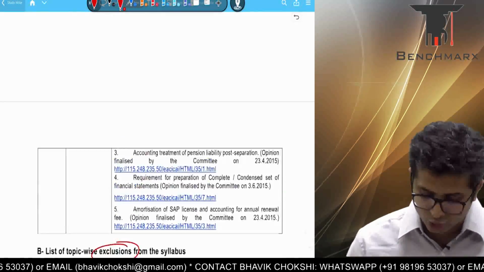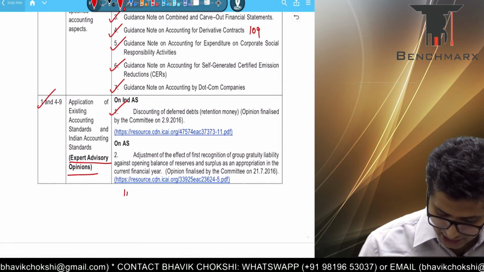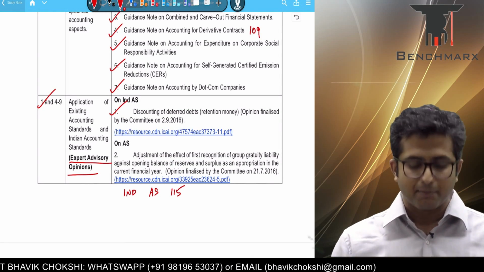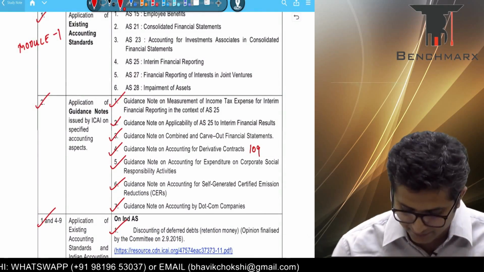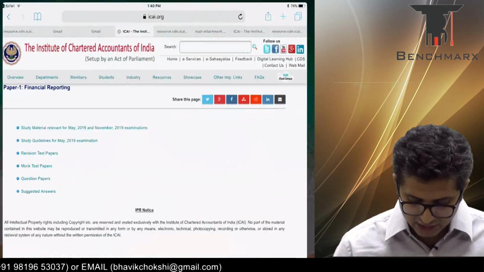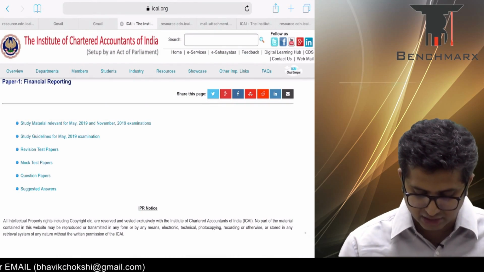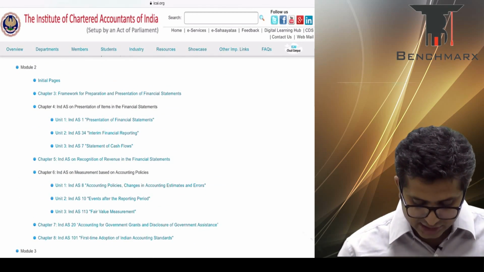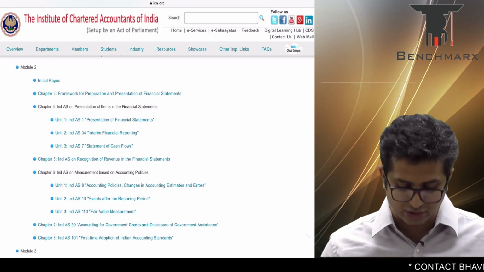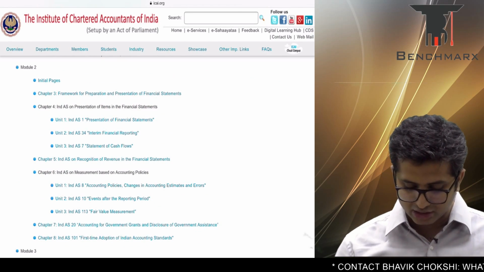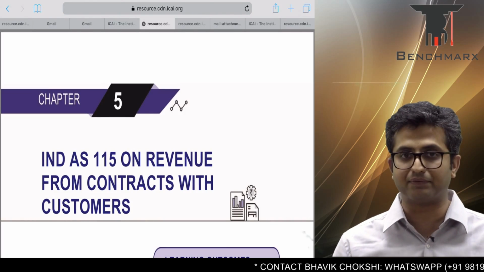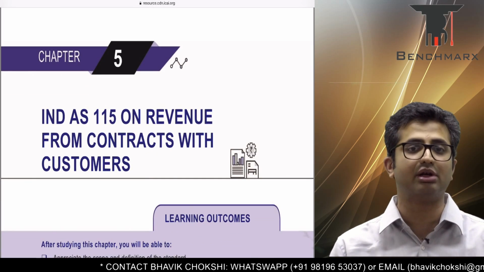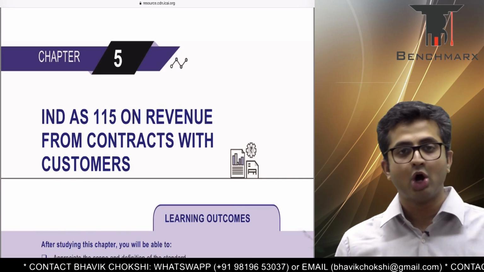Instead, as a part of your inclusions, you will definitely have Ind AS 115. The institute may not have issued it as a part of this document, but if you go through their website, you can very clearly see, in the study material relevant for the May 2019 exams, chapter number 5, which is Ind AS on revenue recognition in financial statements. If you open this, it is 115. For the May 2019 exams, it is without doubt 115 which is applicable. You refer to the study material, you will not find Ind AS 11 or Ind AS 18.